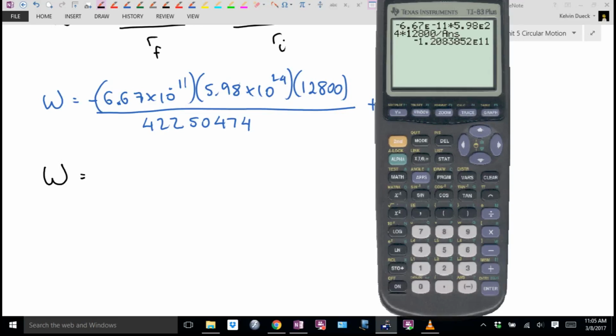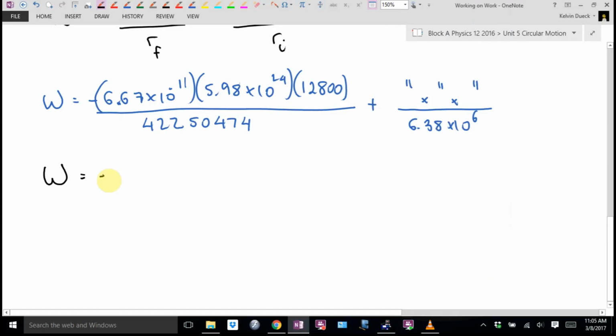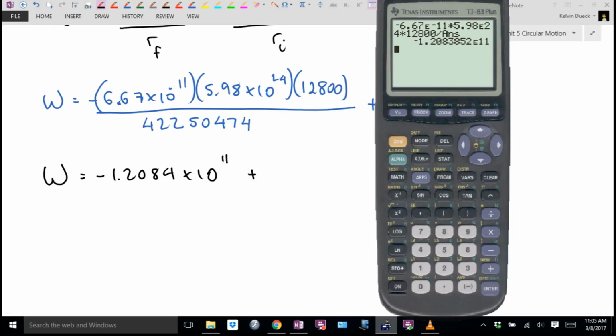Do you get for the first one negative 1.20839 times 10 to the 11th? I'll go 1.2084, negative 1.2084 times 10 to the 11th, plus, so the Earth is going to be almost the same. The initial, I just delete the negative, and instead of answer button, it's going to be 6.38 times 10 to the 6th. My initial is positive 8.0023 times 10 to the 11th.